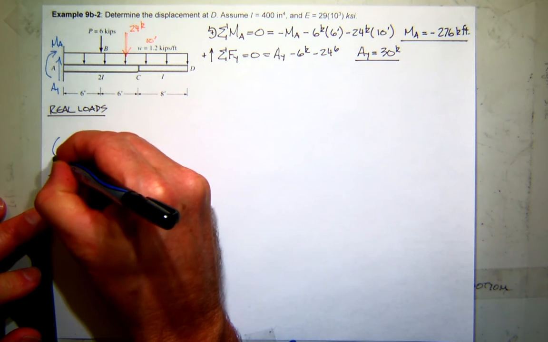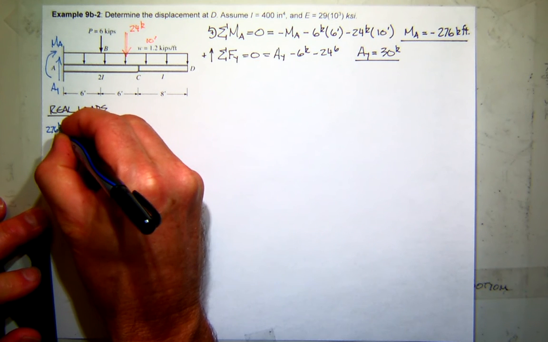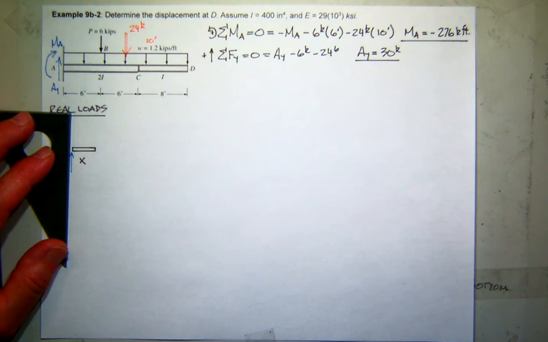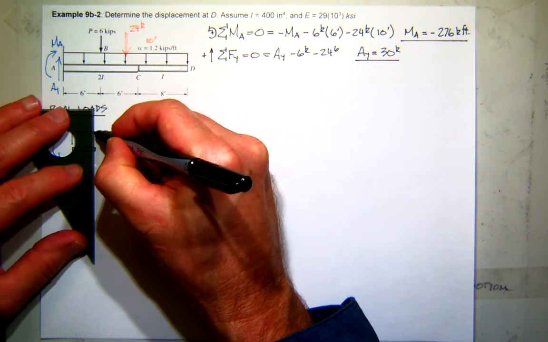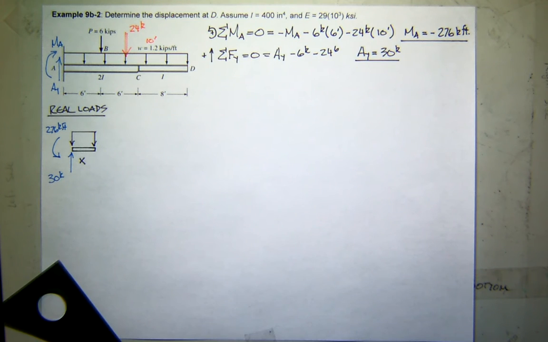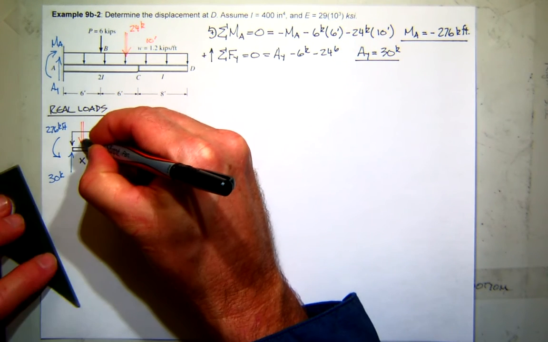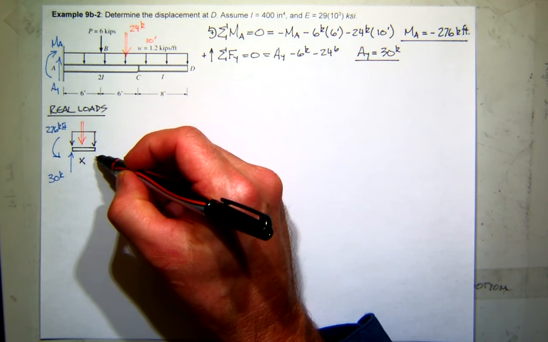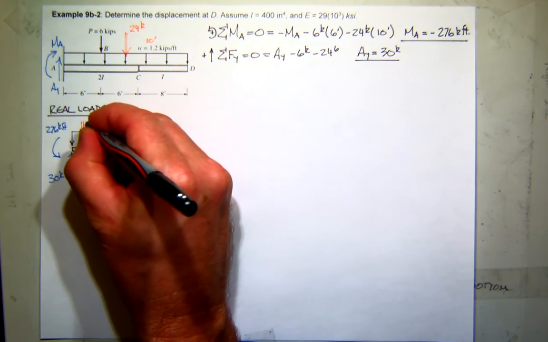And I've got a moment of 276 kip feet. And then, of course, I've got the distributed load, which I'm going to turn into a concentrated equivalent that acts through the centroid. So what is that equivalent force? What's a rectangle? It's going to be base, which is x, times height, which is 1.2. So this will be 1.2x.